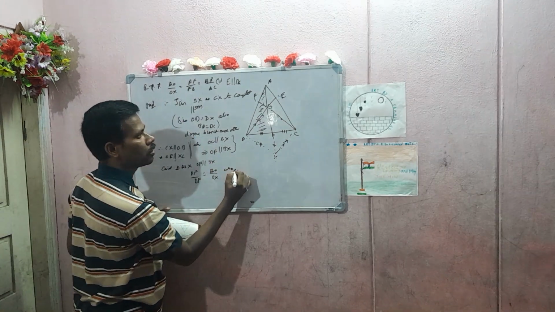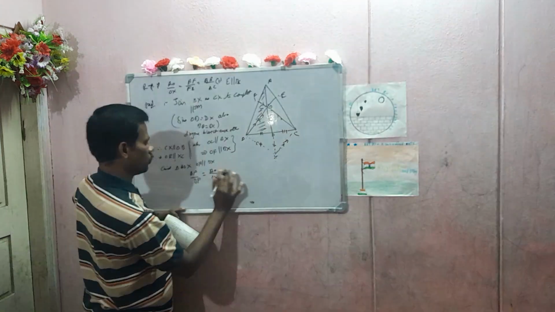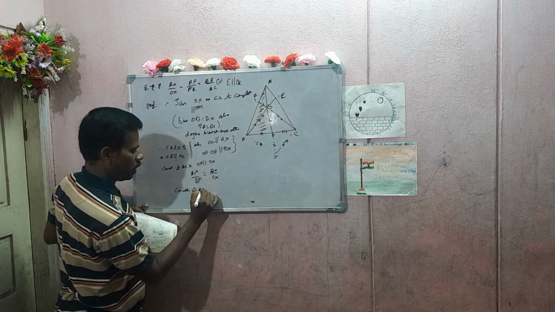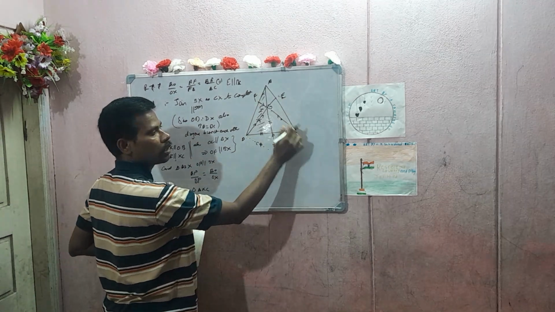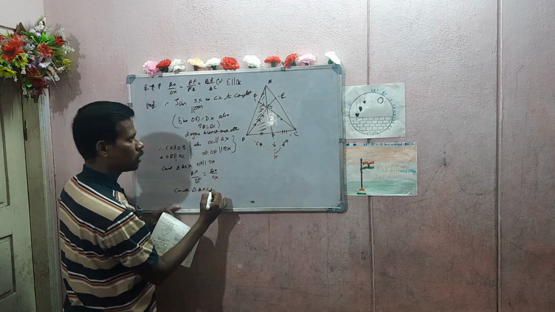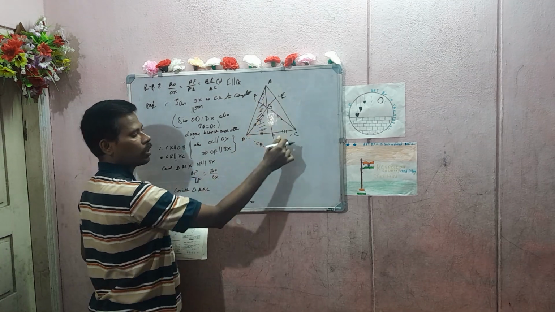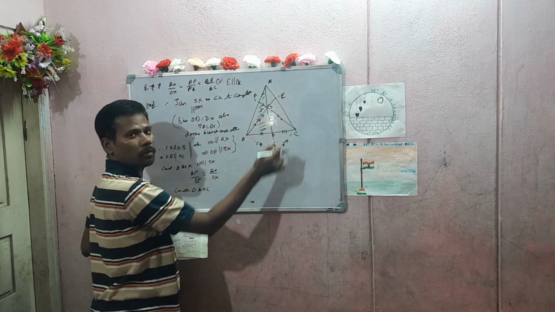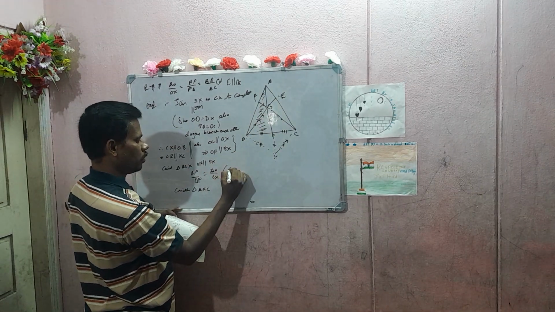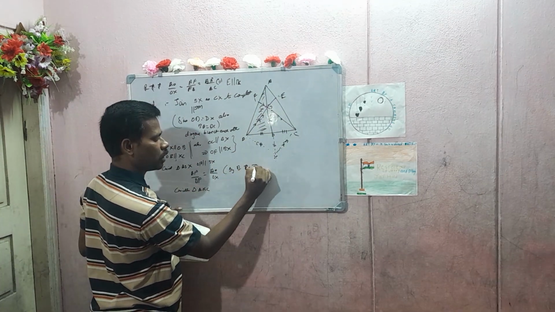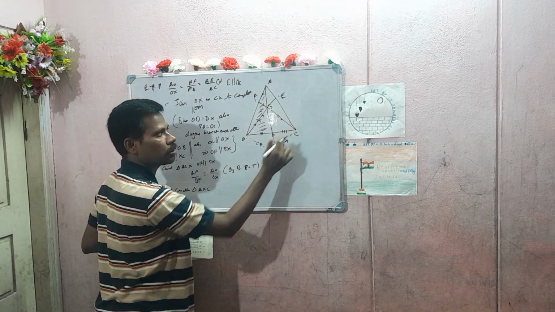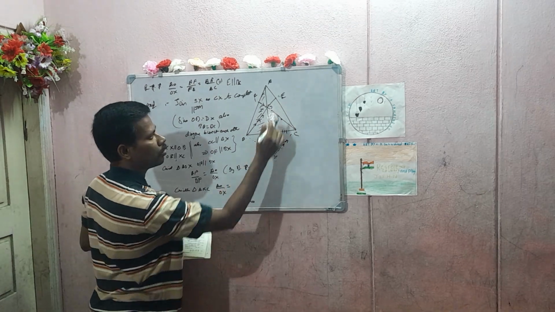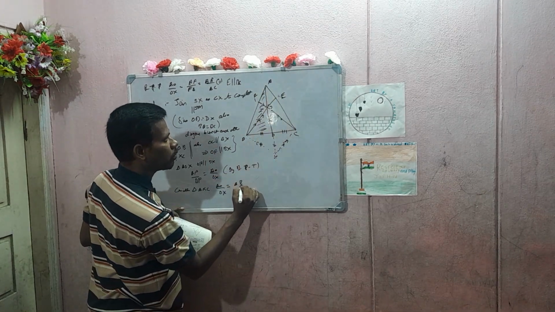Next, also consider triangle AXC. OE is parallel to XC, so if a line is drawn parallel to one side of a triangle, it will divide the other two sides in the same ratio. By BPT, the basic proportionality theorem, in triangle AXC, AO by OX is equal to AE by EC.